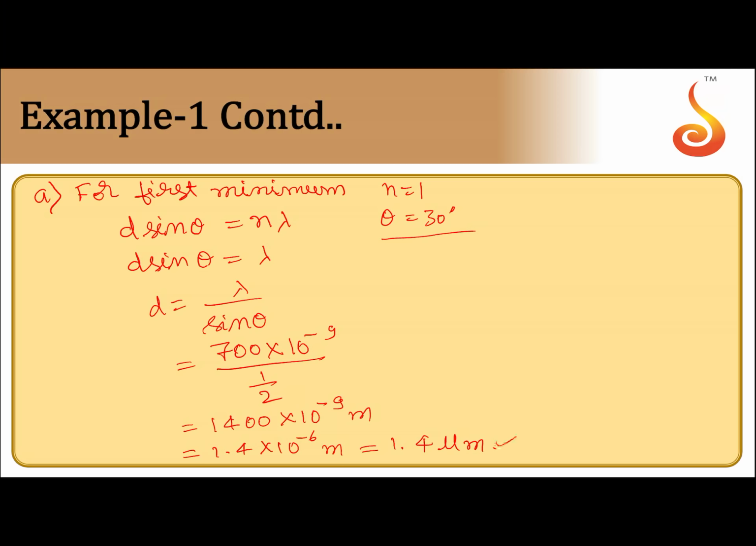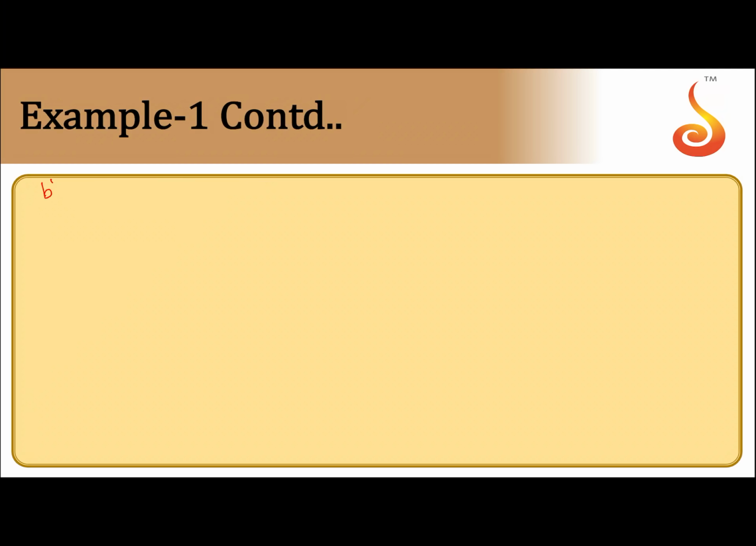So the next case is, they have asked, what if the first secondary maximum is at an angle of diffraction of 30 degree. So in the second case, theta is equal to 30 degree and it is the first secondary maximum. So we know that for secondary maxima, what is the condition? d sin theta is equal to (2n plus 1) into lambda by 2.